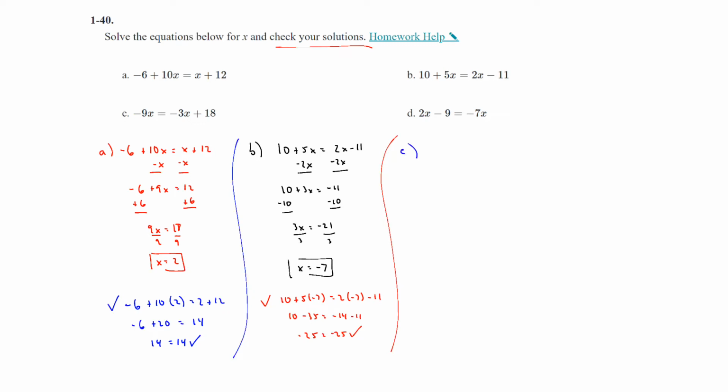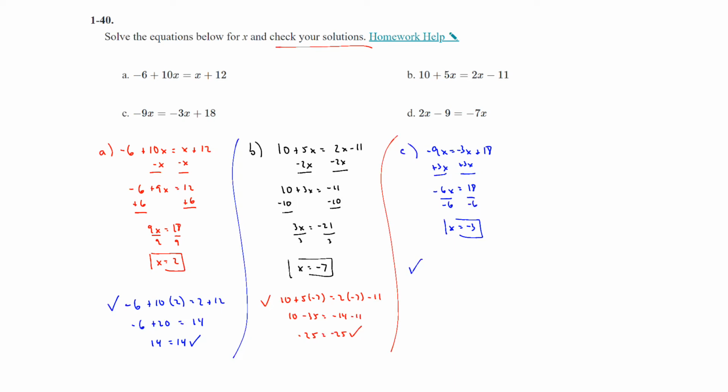On to part C, we have negative 9x equals negative 3x plus 18. Add 3x to both sides. That's negative 6x equals 18. This one we only had to move 1 because there was only one constant, and then we can divide by negative 6, and x equals negative 3.